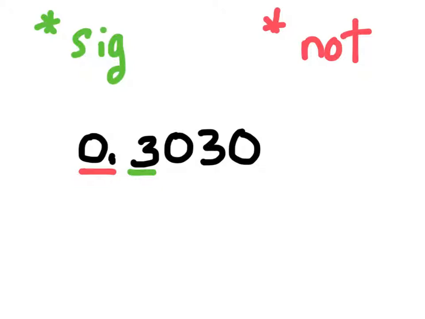What about this zero between the two threes? He's trapped. He counts. The 3 always counts. What about the zero at the end, a trailing zero? When are trailing zeros significant? When there's a decimal on the page. So I say there are 4 sig figs in this number. Okay, let's try another one.